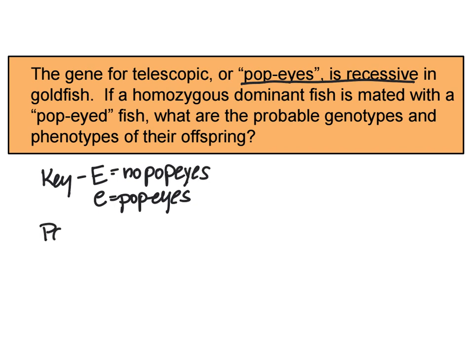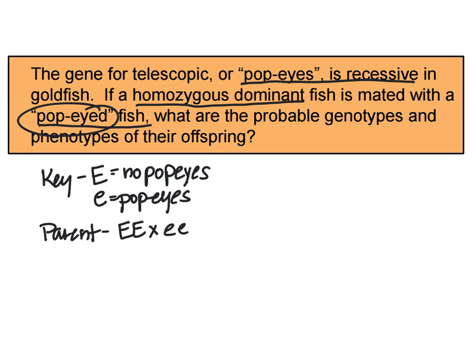My parents are shown to me in the problem. It tells me that I'm going to have a homozygous dominant fish mated with a pop-eyed fish. So I'm going to start with my homozygous dominant. That's going to be big E. And I have a pop-eyed fish. Now, they're not telling me heterozygous or homozygous, but what they are telling me is that pop eyes are visible, and that is a recessive trait, which means that this has to be a homozygous recessive organism.